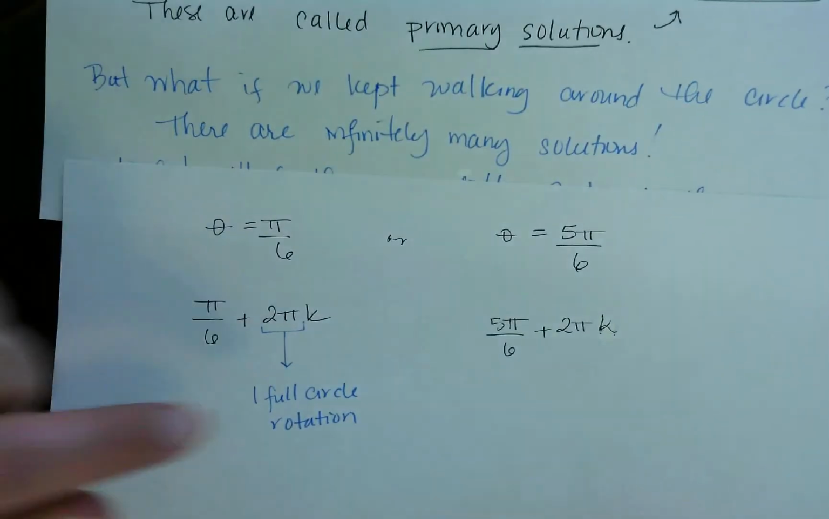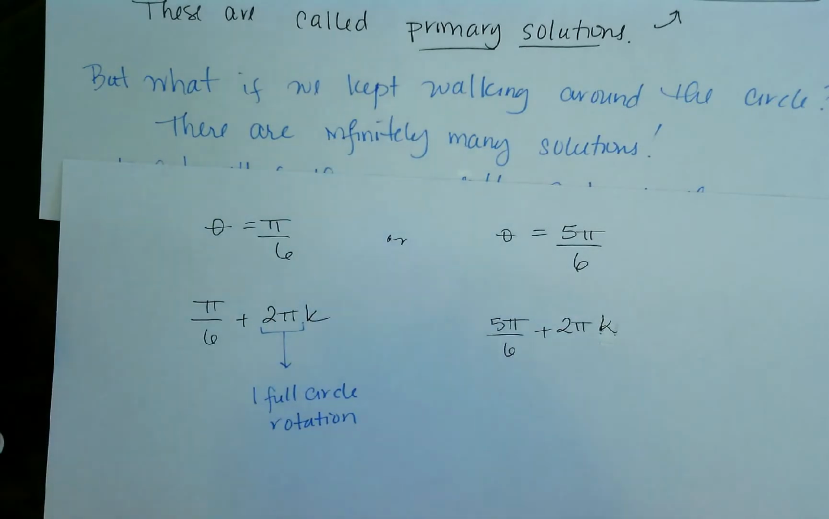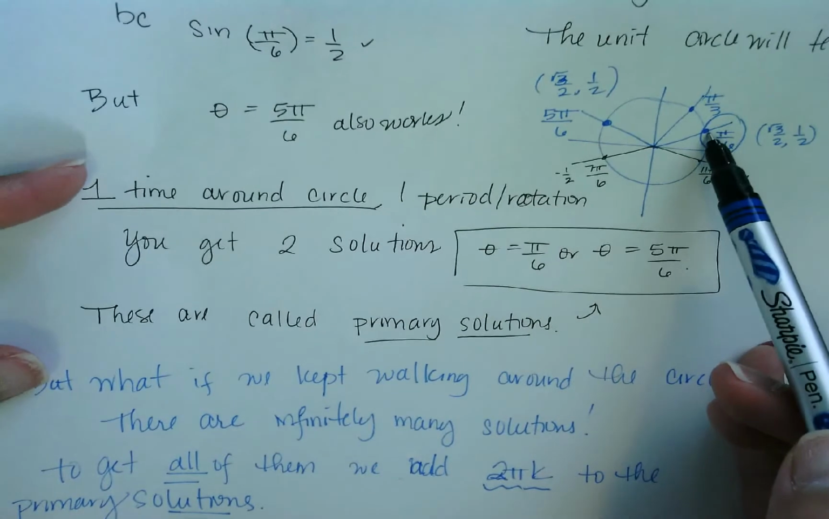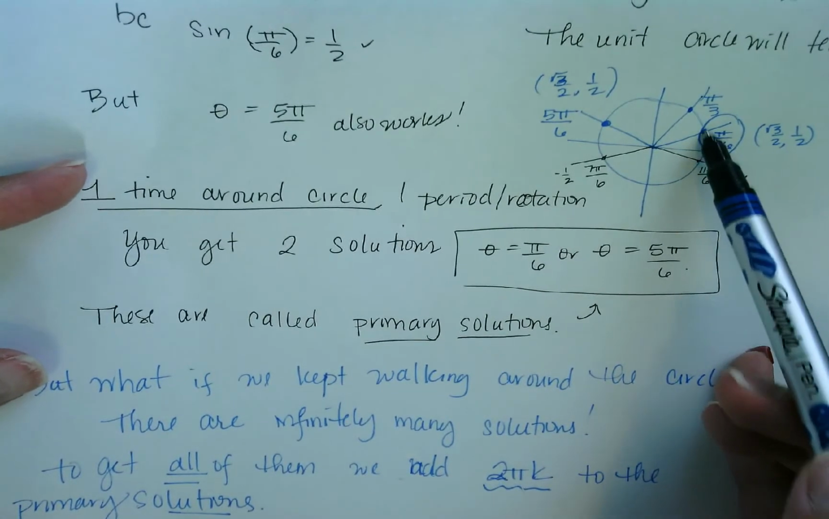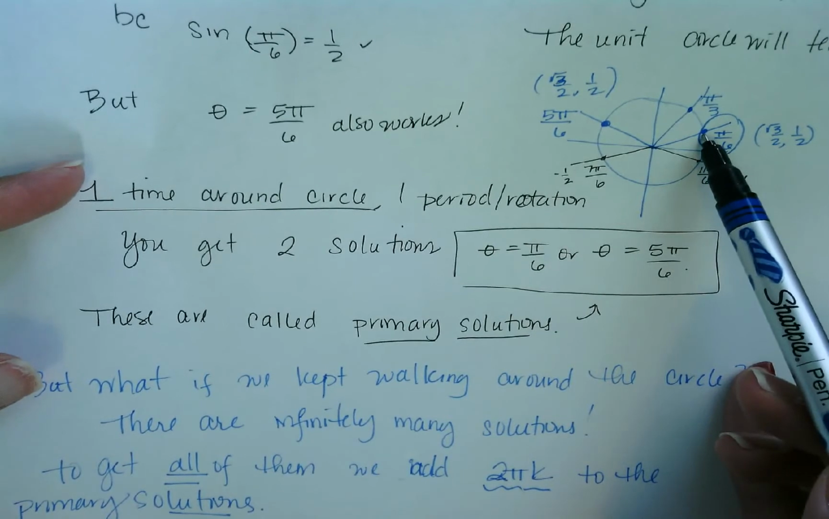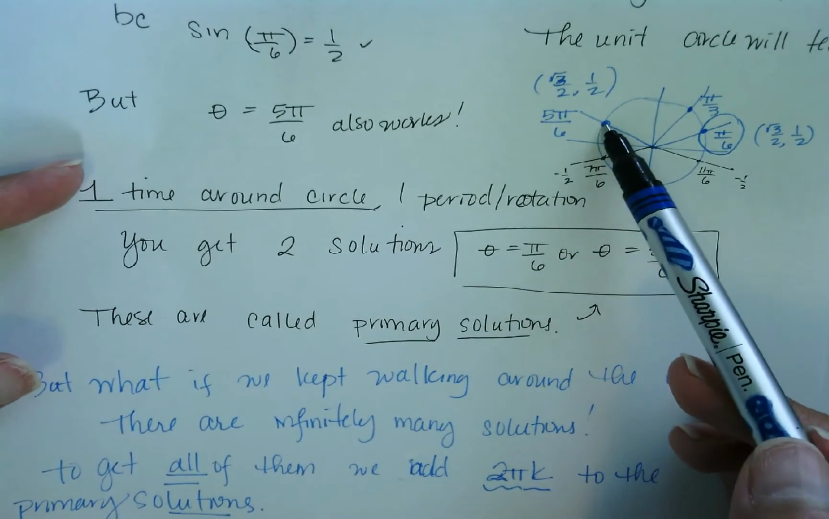So if you're at pi over 6 and you walk 2 pi miles, you land back at pi over 6. That's one full circle. If you're at 5 pi over 6 and you walk 2 pi miles, you walk one full circle and you land there. So that's what the 2 pi is about. Okay?